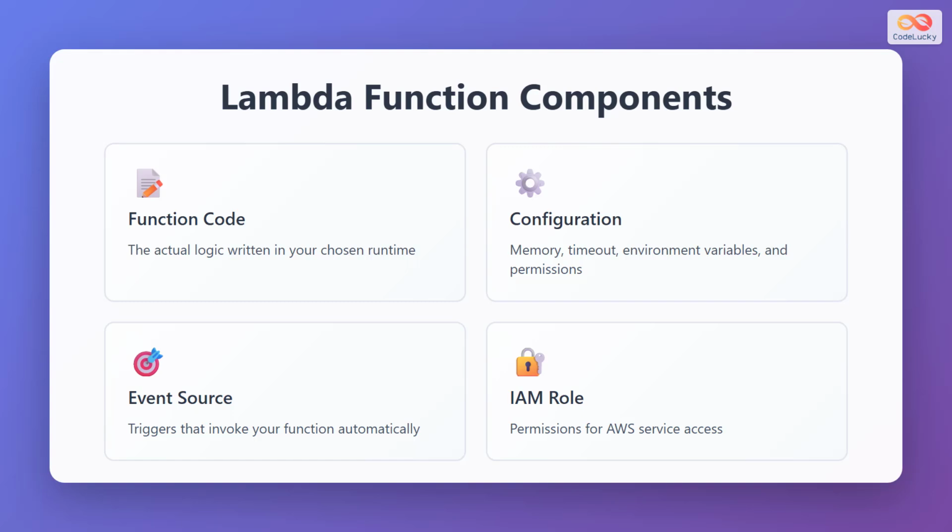A Lambda function consists of 4 key components. First, the function code, which is the actual logic you write in your chosen programming language or runtime. Second, the configuration, which includes settings like memory allocation, timeout duration, environment variables, and permissions. Third, the event source, which are the triggers that invoke your function automatically, such as an API request or a file upload to S3. And fourth, the IAM role, which defines the permissions your function needs to access other AWS services securely.